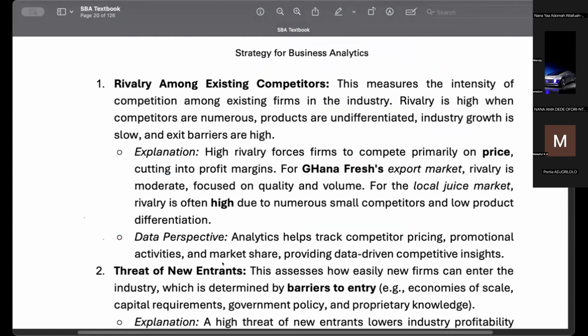Rivalry among competitors. This measures the intensity of competition, usually among existing firms. Sometimes when the rivalry is high and the competitors are numerous, it means that the products are undifferentiated. We are all selling the same thing, and you may not see much industry growth. Sometimes in such an environment, the exit barriers are also high. People have invested a lot, they don't want to leave, and they're not making much money. High rivalry forces firms to compete primarily on price, cutting into profit margins.